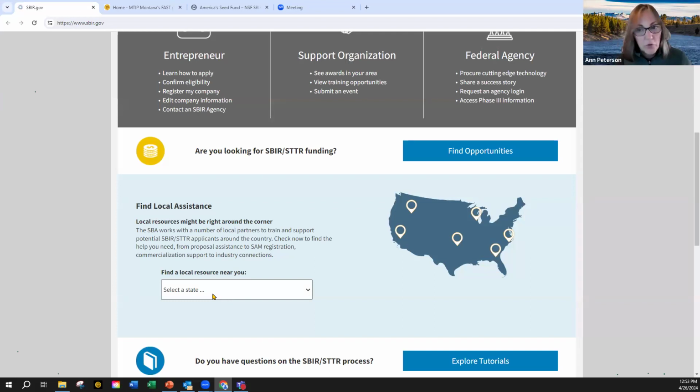We all run our programs a little differently, though a lot of them are very similar. We're here to help you with solicitation matching, helping you be as successful as possible with the SBIR process. So take a look there. You may find someone else. And if you cannot find an organization in your state, you can reach back out to us and we can see what we can do to help you.